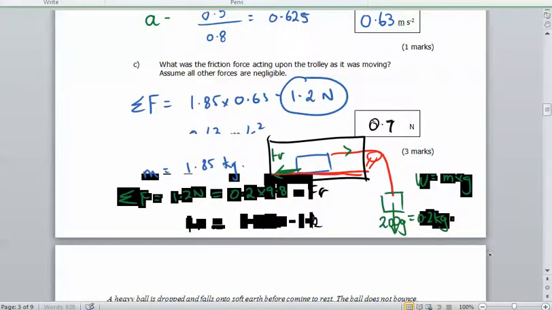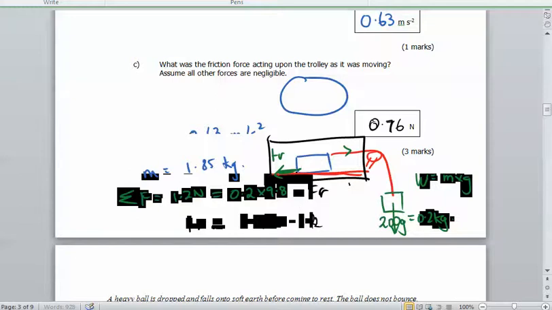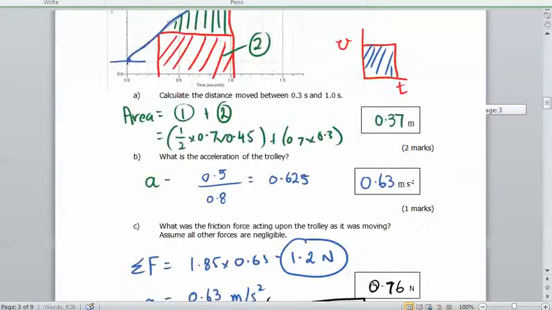If we got 0.8, would that be correct as well? Well, we're rounding off to, how many significant figures are we using? 1.156. It's close enough. Close enough is good enough.